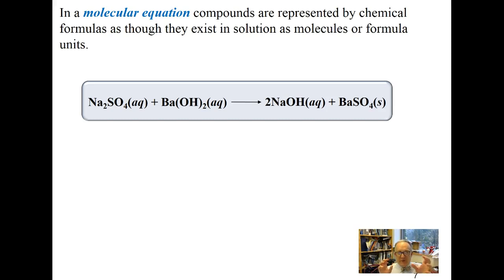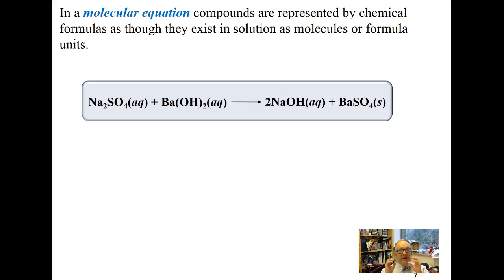The sodium sulfate would be a clear aqueous solution. The barium hydroxide would be a clear aqueous solution. We pour them together, we see a white cloud. What that white cloud is going to be is barium sulfate. Remember, the exception for sulfates where they are insoluble is with a barium ion. So that's going to be solid.